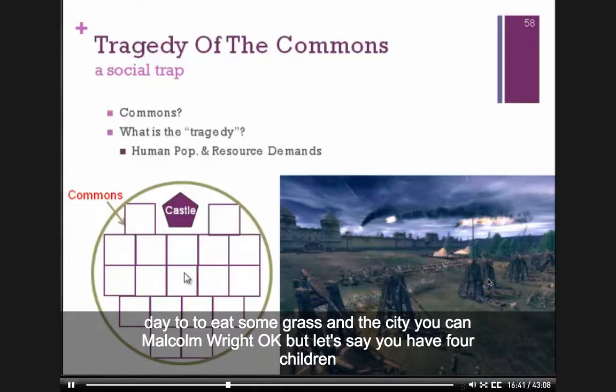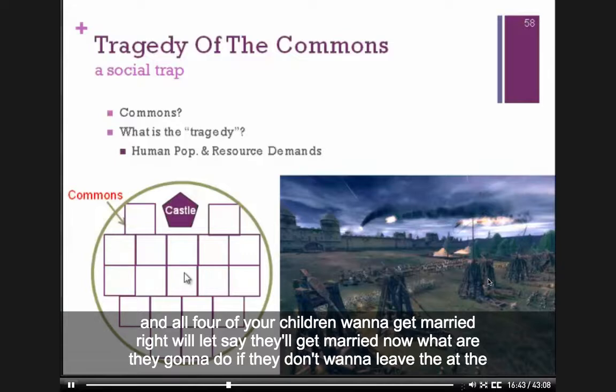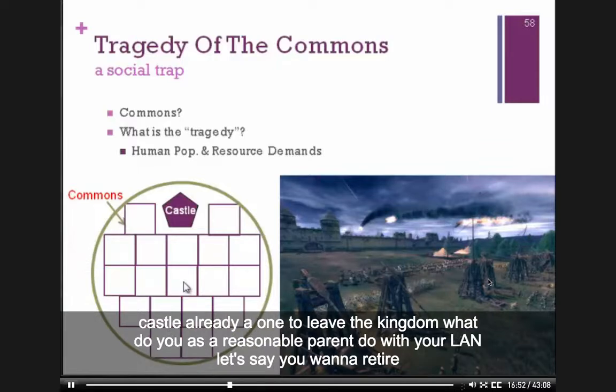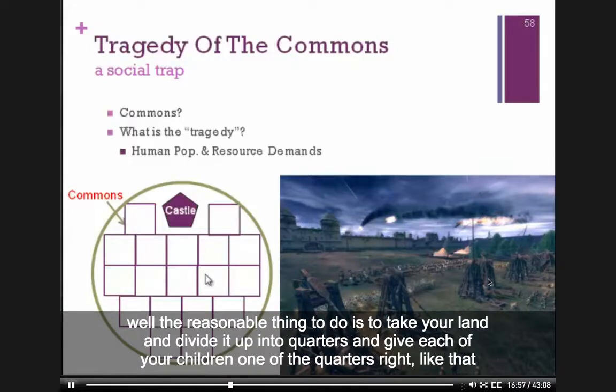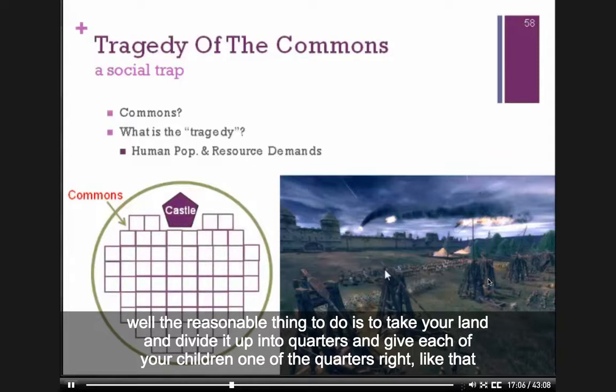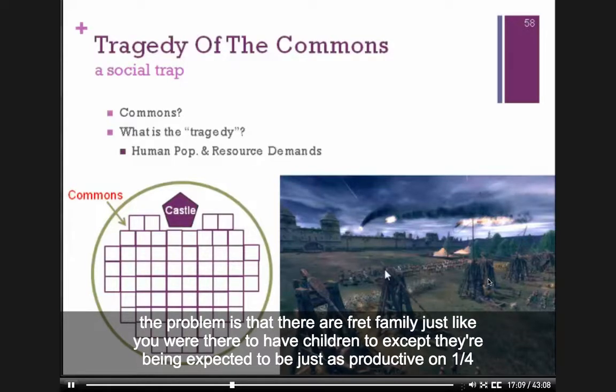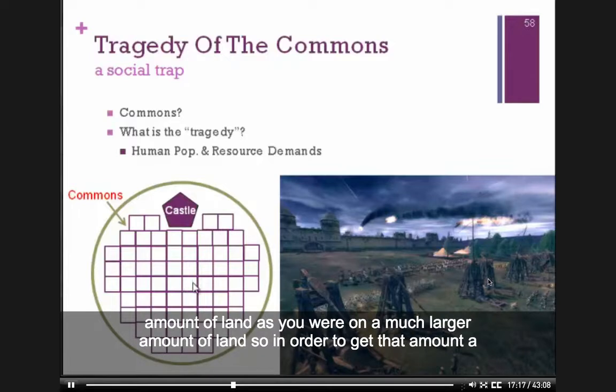Okay, but let's say you have 4 children, and all 4 of your children want to get married, right? Well, let's say they all get married. Now, what are they going to do? If they don't want to leave the castle, or they don't want to leave the kingdom, what do you, as a reasonable parent, do with your land? Let's say you want to retire. Well, the reasonable thing to do is to take your land and divide it up into quarters and give each of your children one of the quarters, right? Kind of like that. The problem is that they're a family just like you were. They're going to have children too, except they are being expected to be just as productive on a quarter amount of land as you were on a much larger amount of land.